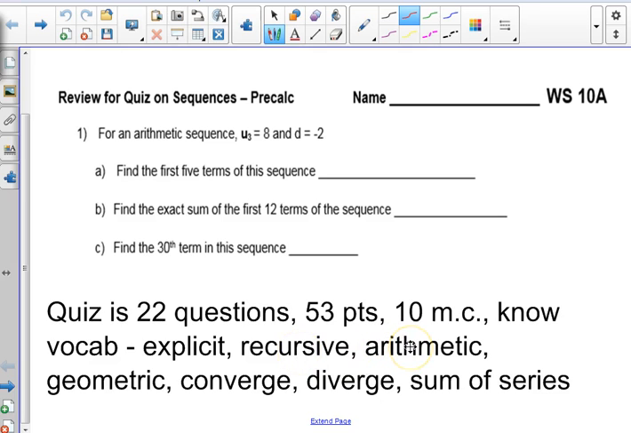You need to obviously know the difference between arithmetic and geometric sequences. You need to understand converge or diverge and the sum of a series. That just means the sum, okay? Find the sum. Series is when it has pluses in between. Sequences when it has commas.